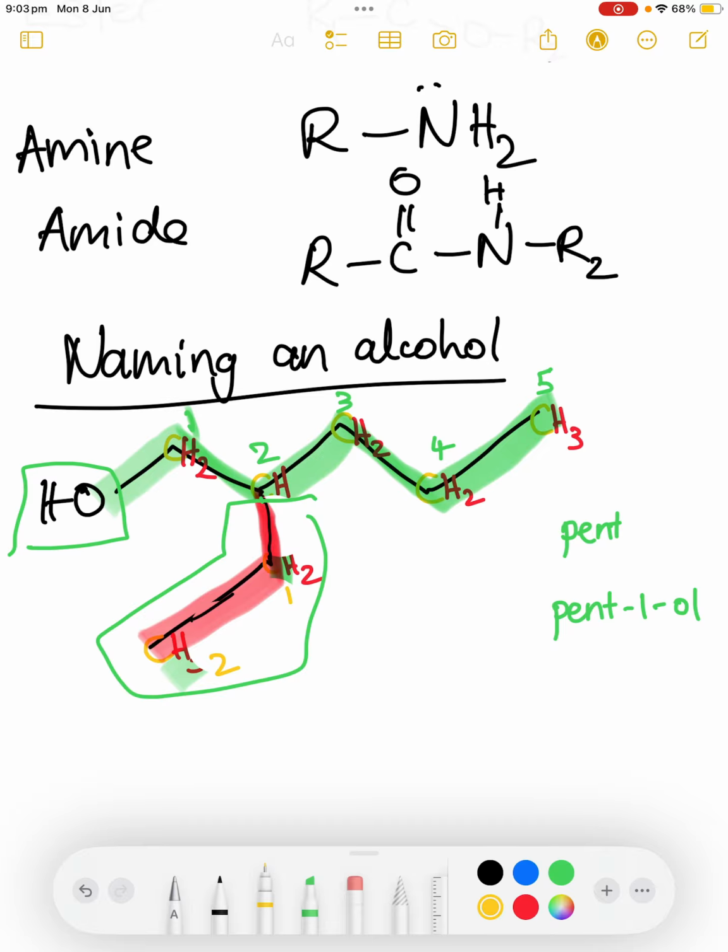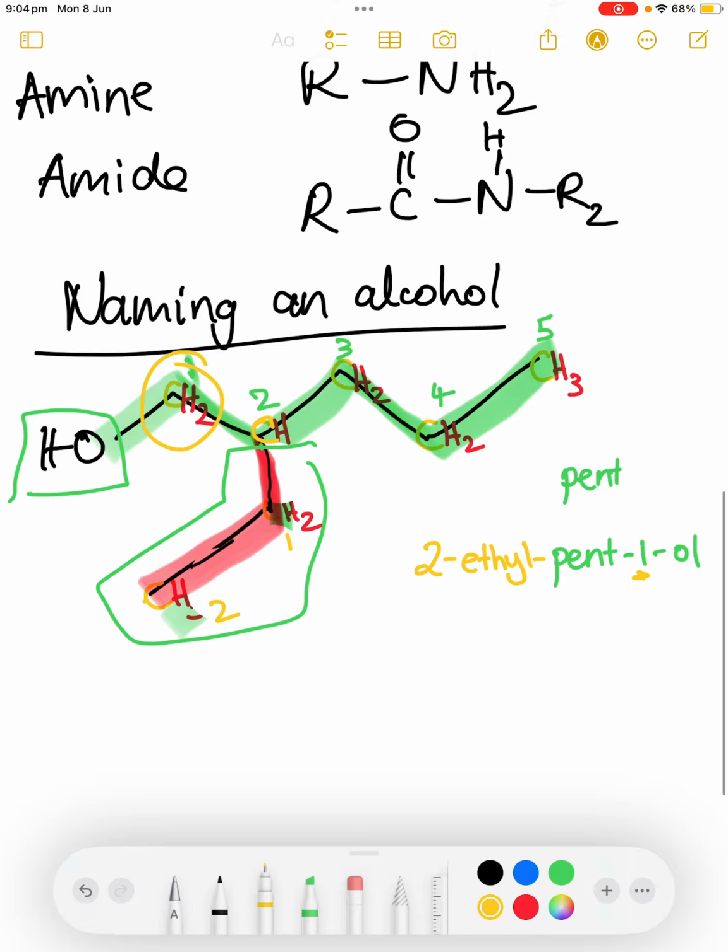All right, if there's 2, remember, we need to name what one it's on. It's on 2. So 2-ethyl pent 1-ol. Okay. Now, why does the 1 come out? Well, it's because it's bound to the first carbon. Why is 2-ethyl there? Well, that's because from this second carbon, we can see there's a 2-chain carbon there, which is why it's called 2-ethyl. All right. Bit of a tricky one, that one.